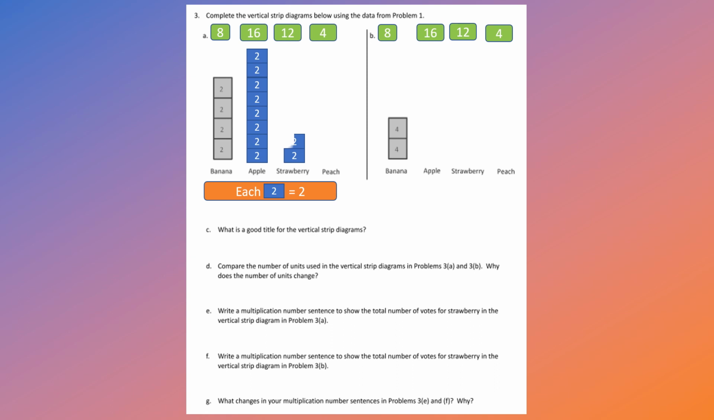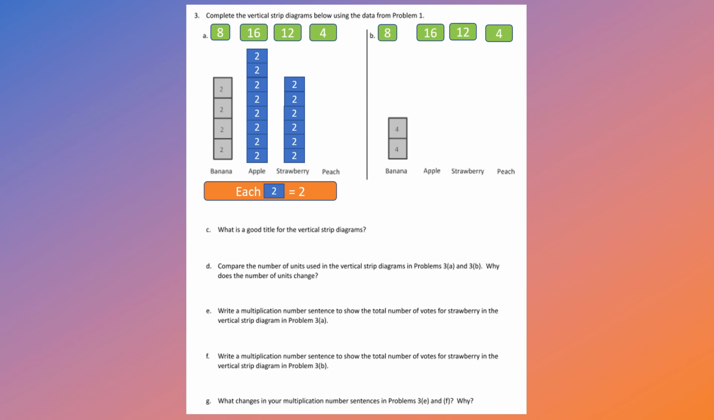2, 4, 6, 8, 10, 12. All right, we've completed representing our votes for strawberry.